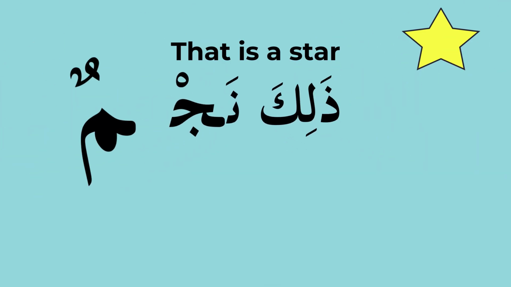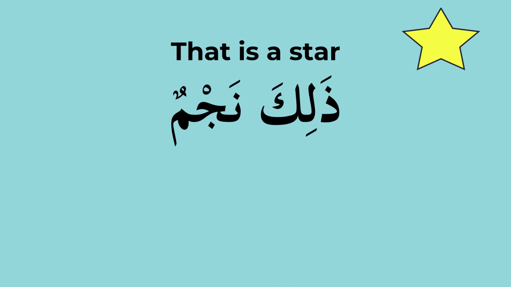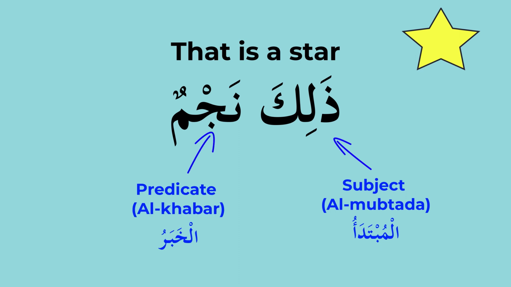Good. Zalika najmun. Where is mubtada? Zalika. Najmun is khabar. Remember, mubtada is marfu. So zalika is marfu. What is zalika? A pronoun. Are you with me? Zalika is pronoun, and all pronouns are definite. Are you with me? All pronouns are definite. Okay.